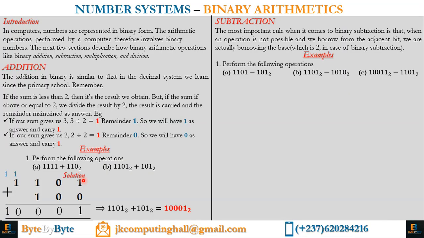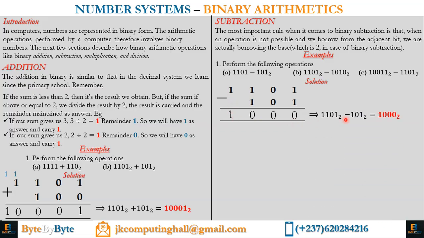So these are the three operations we are going to use to properly explain to you how borrowing is done in subtraction. For the first one, we have 1101 minus 101. When you take 1 minus 1, it gives you 0. 0 minus 0, 0. 1 minus 1, 0. 1 minus 0, 1. So that is our answer.